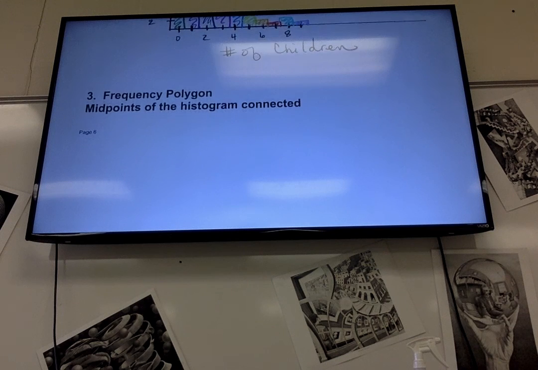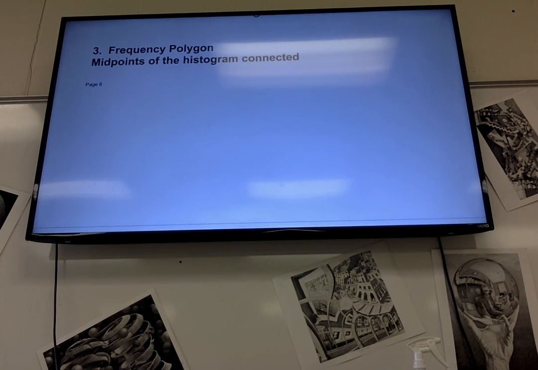Alright. Next one, number 3, is the frequency polygon. Write this down and then I'll show you. You draw that directly on top of the histogram, by the way.